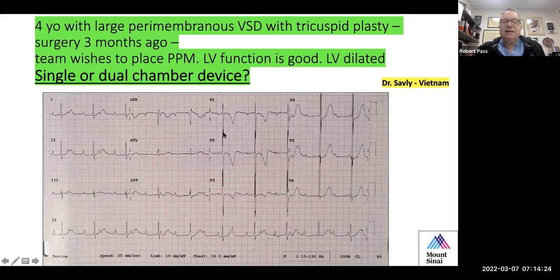Great. Second is, why would the LV be dilated in somebody who has, so presumably his heart is repaired. Dr. Savli said the VSD was nicely closed. Tricuspid valve was repaired. Presumably there was, for some reason, tricuspid regurgitation. So why would somebody in complete heart block potentially have dilation of the heart?